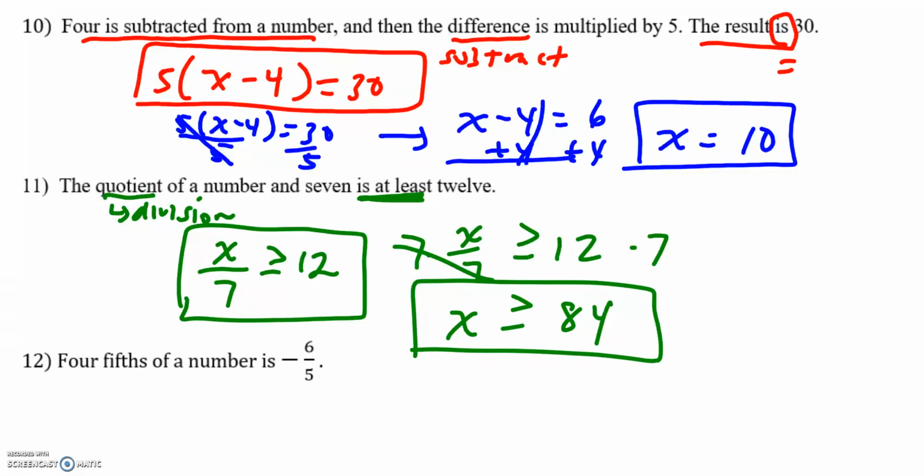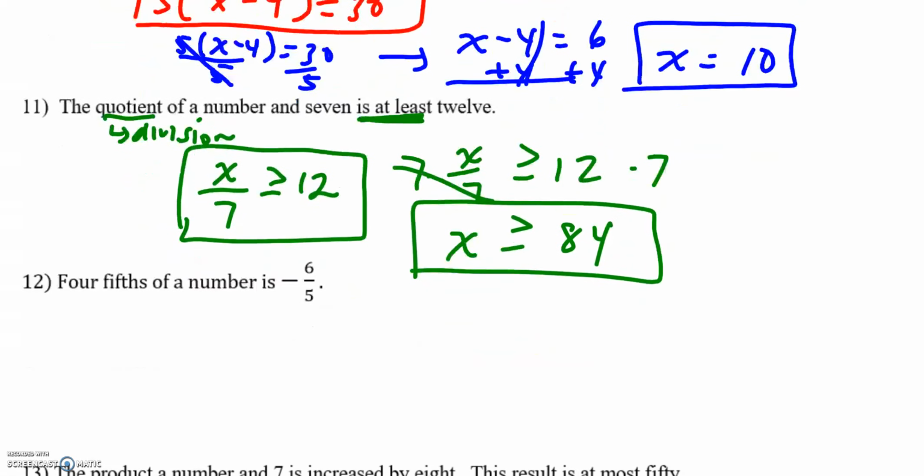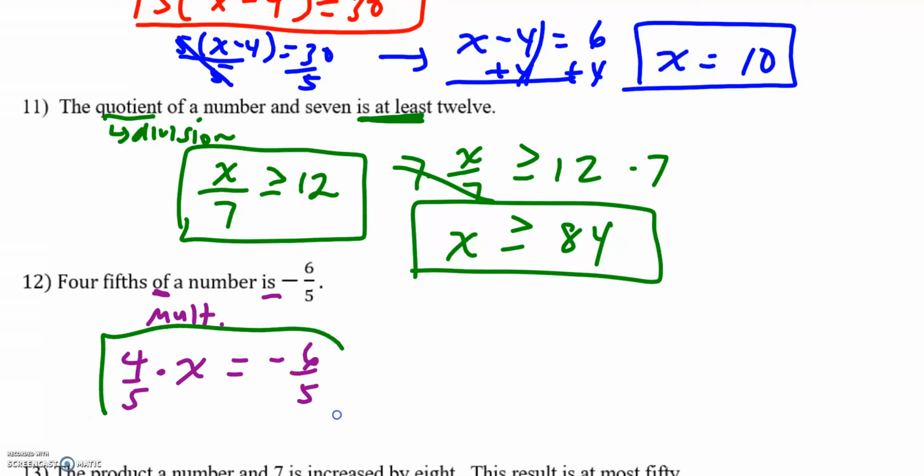The next example says 4/5 of. Remember, of really means multiply. So if we have 4/5 times a number x equals negative 6/5. You might recall that this was on your first test and your first review packet. So again, this would be my answer for my equation.